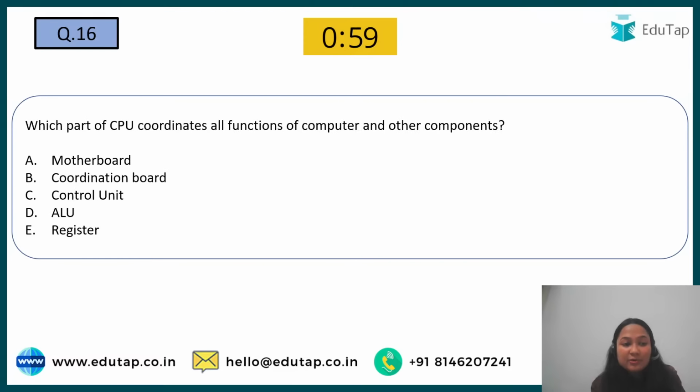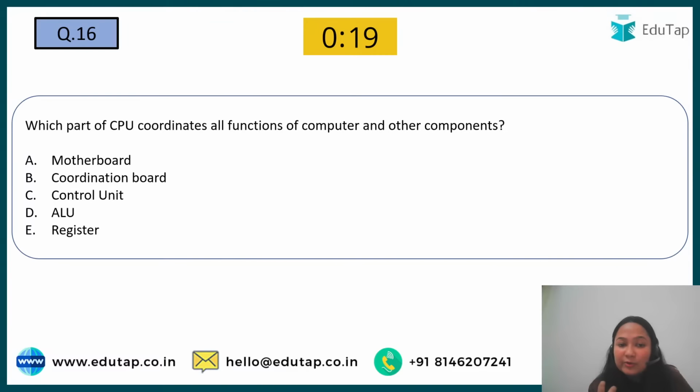Alright, now the next question is, which part of CPU coordinates all functions of computer and other components? Here again a very simple question is being asked. We have a CPU. Now in your CPU you have motherboard. Motherboard is the physical form. Basically, when we are talking about the components of CPU, we have three components. We have ALU, we have CU, and we have registers. Three components are there in a computer CPU, and here you will have to tell which will be responsible for coordination. Yes, for coordination we will have CU.